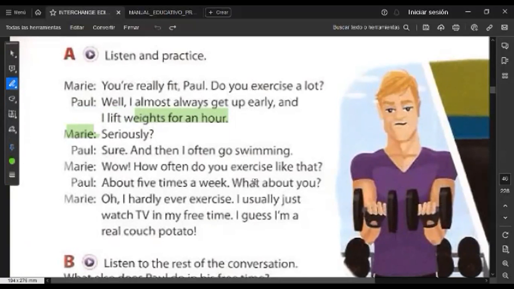What about you? De como la T está entre dos vocales, es como una R, ¿verdad? What about you? Any more questions? Y este no, ever exercise se une. I hardly ever exercise, no. Okay. We're going to listen the last time. Escuchemos la última vez. Déjeme ver.